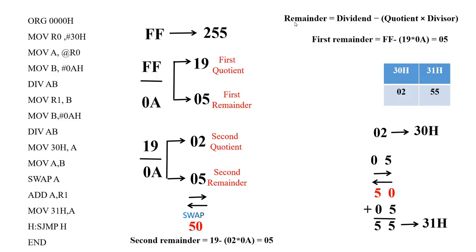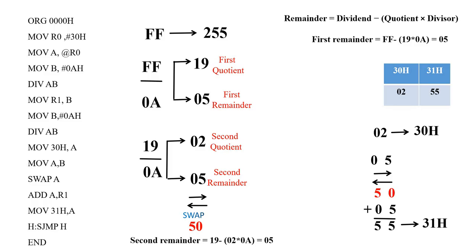Now we'll see the program. So here I'll explain the program by taking this example. So the first line of the program is org 000h, that is the program starts at this address. Next is move instruction, move r0 comma hash 30h. So here we are considering the hexadecimal number ff, for which the answer should be 255. Now we will store this number at 30h location.